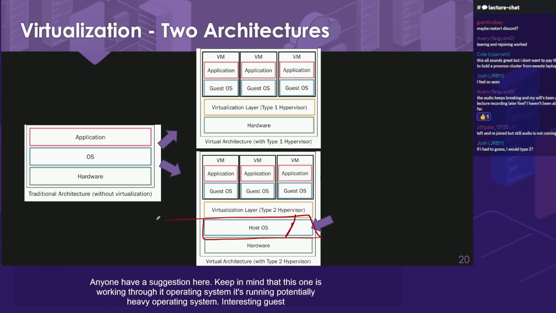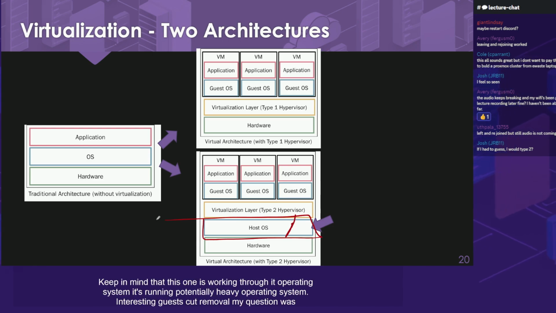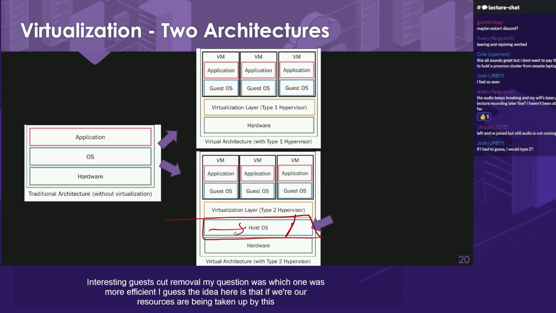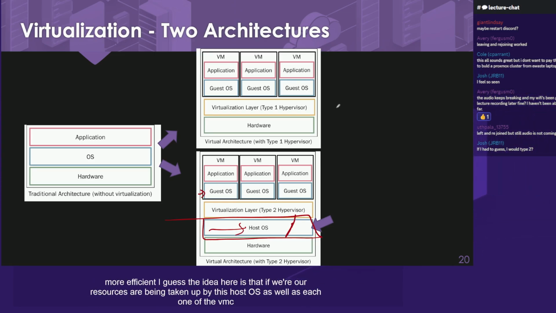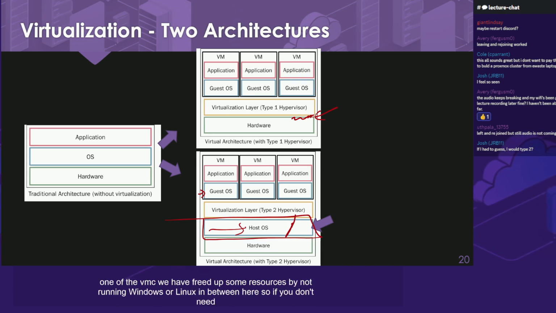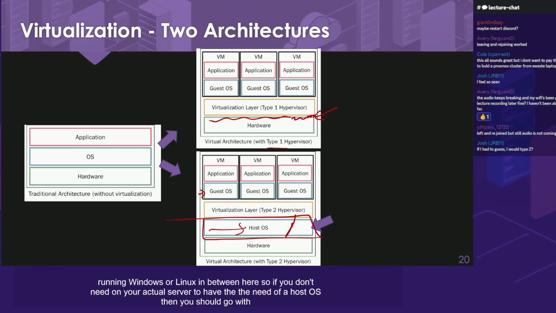Interesting guess. I can't remember what my question was, of which one was more efficient, I guess. The idea here is that if our resources are being taken up by this host OS, as well as each one of the VMs here, we have freed up some resources by not running Windows or Linux in between here. So if you don't need a host OS on your actual server, then you should go with a Type 1 hypervisor approach.